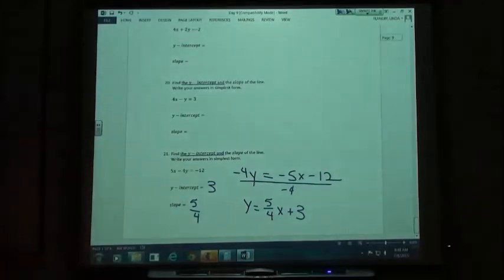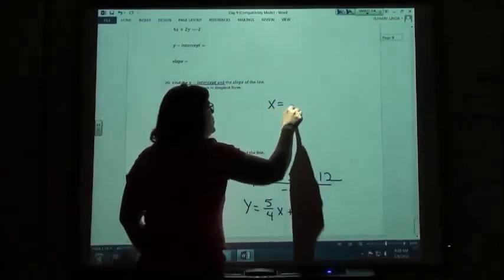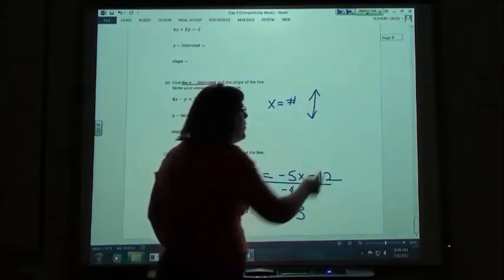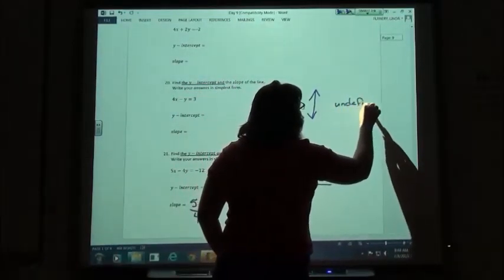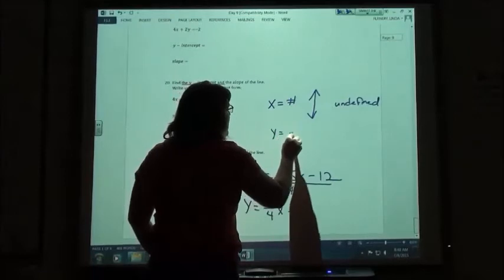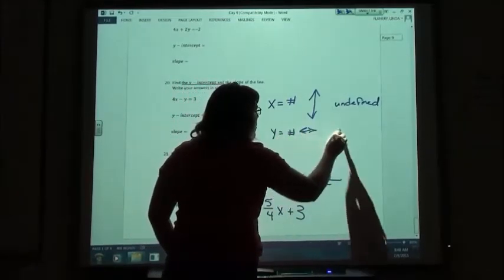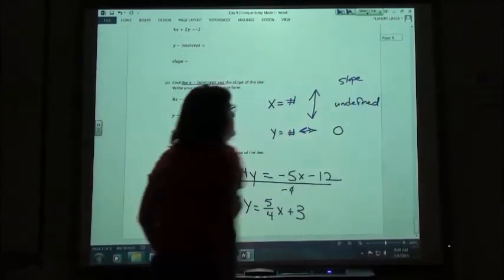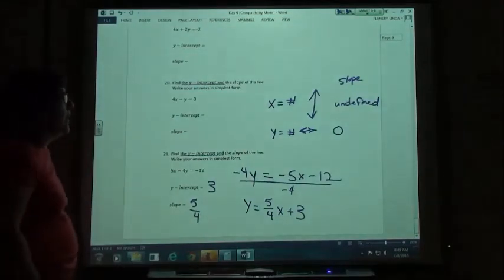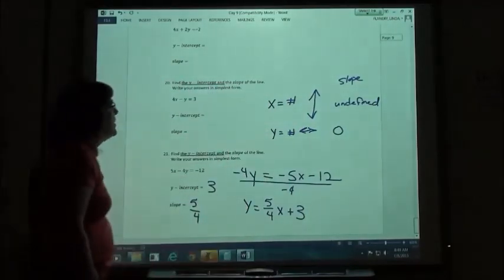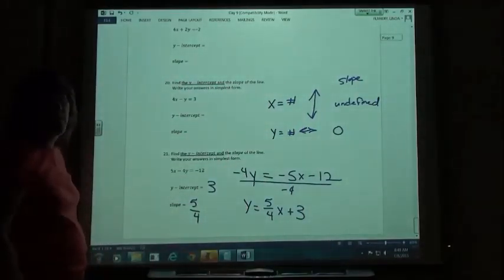5/4. Now there are those special cases that you have to keep in mind, that if you have x equals your number, your line is vertical, and the denominator would be 0, so your slope is undefined. And if I have y equals a number, my line goes horizontal, my slope is going to be 0. So just keep that in mind for those special cases when they ask you about the slope of a vertical or a horizontal line.